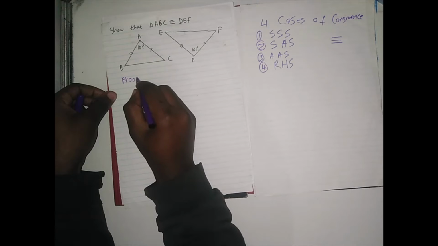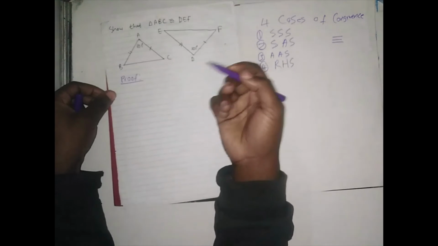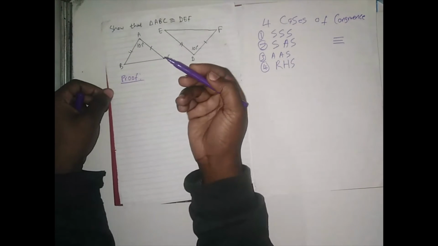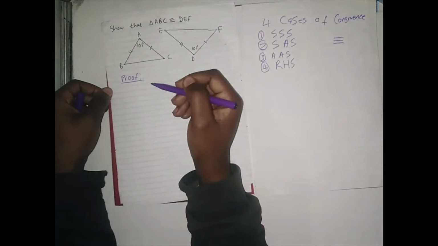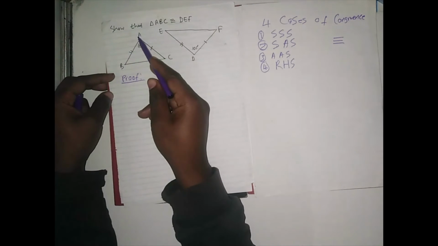So when I say show, guys, it's the same thing as saying proof. You need to show something, and you show something by proving in mathematics. So when I say show that this is equal to this, or prove that this is equal to this, that is exactly the same thing. Okay, let's see.